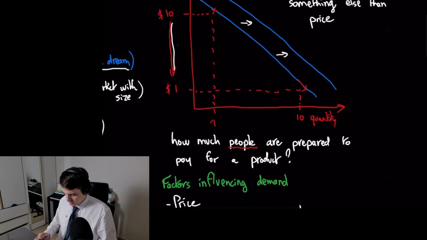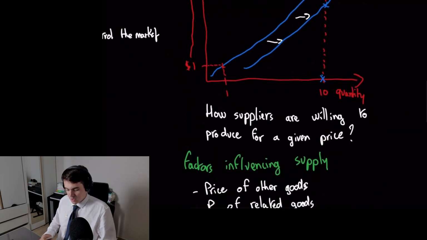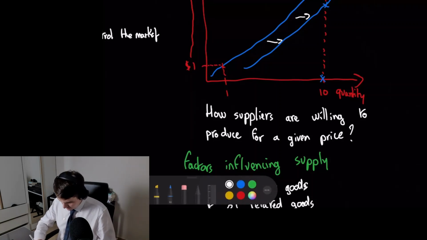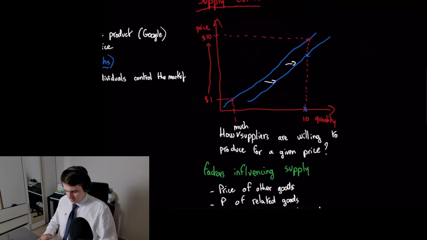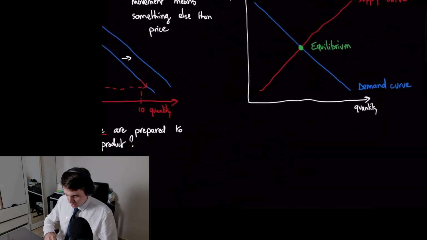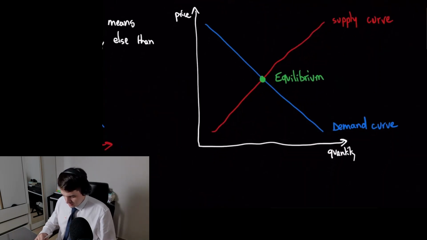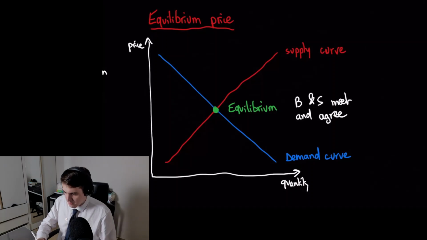So we remembered our two questions to understand the supply curve and the demand curve. First question of the demand curve was, how much are people prepared to pay for a product? And then the supply curve question was, how much are suppliers willing to supply for a given price? So if I put the two together, they will both agree at a price somewhere, and that is the equilibrium. So buyers and suppliers meet and agree. Hooray!